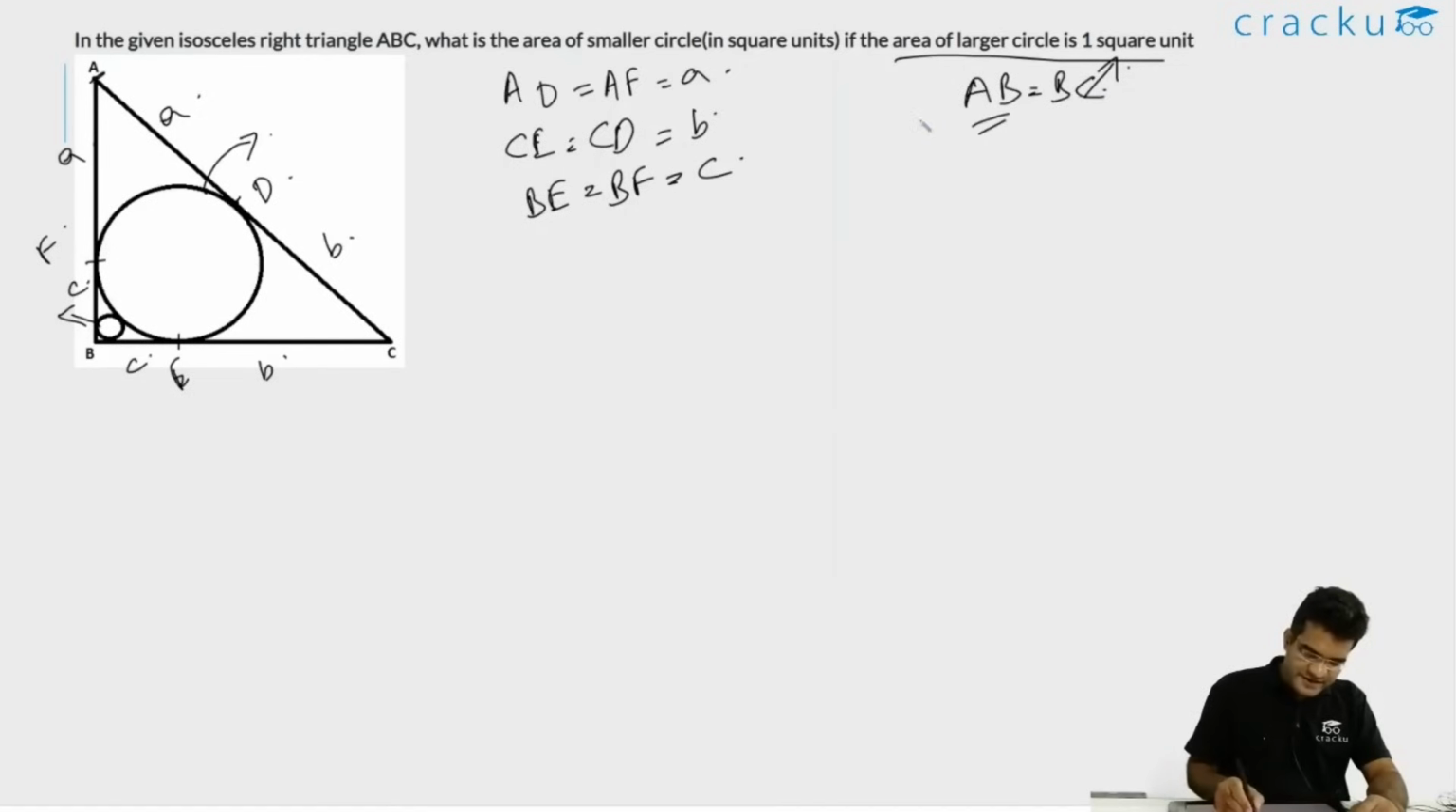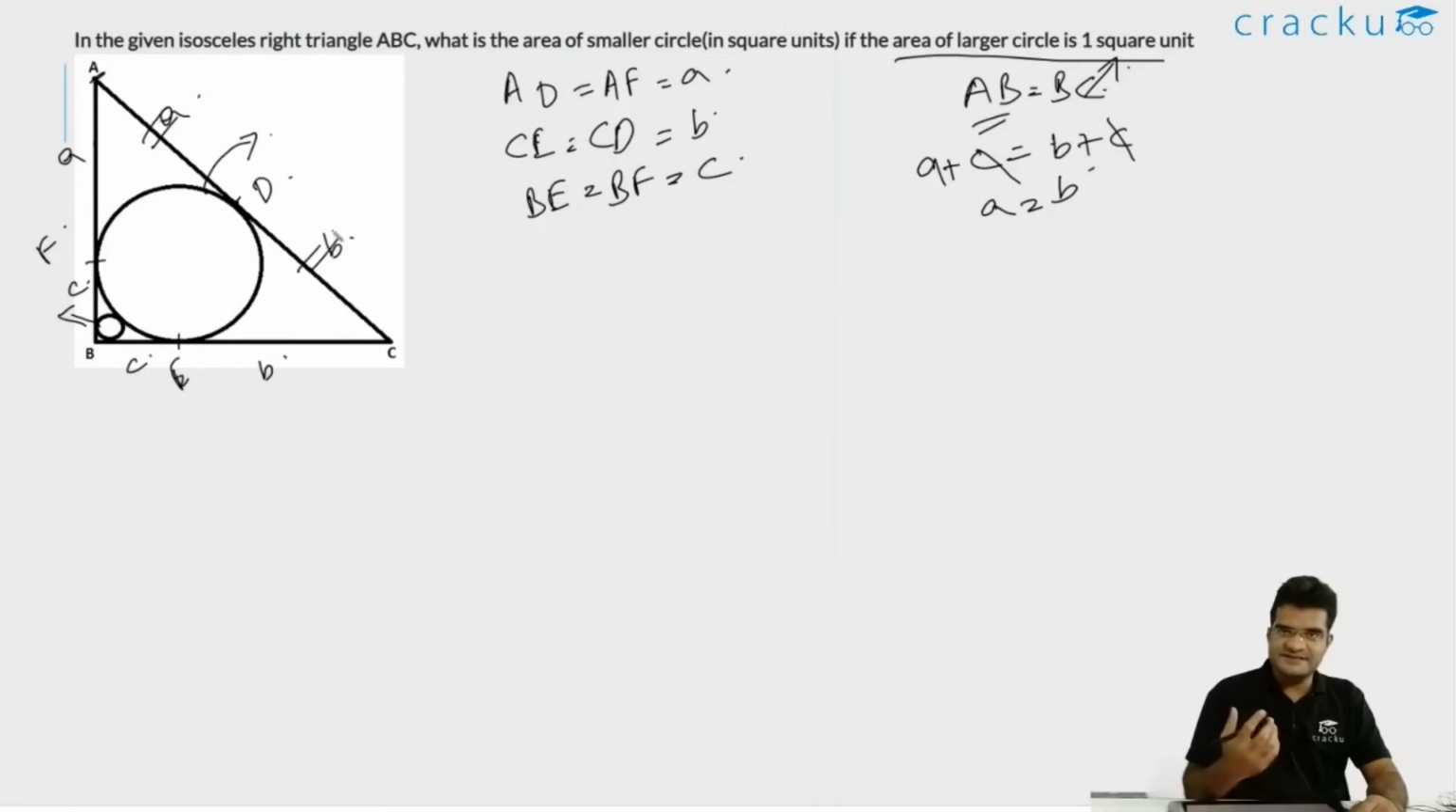Therefore, the length of AB will be AF plus FB, that is A plus C. This is equal to BC, that is B plus C. You can cancel C, and therefore A is equal to B. What we are essentially proving is something that you can easily see, that the incircle will divide the hypotenuse into two equal parts.